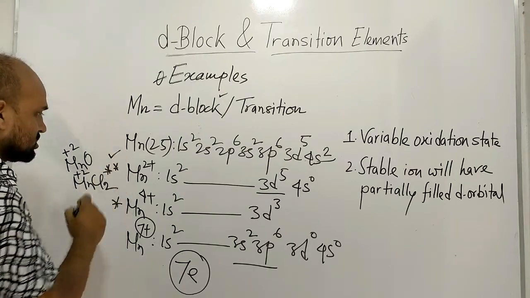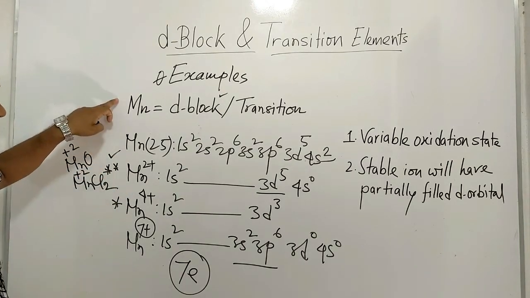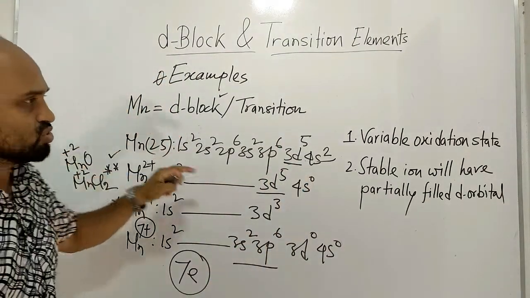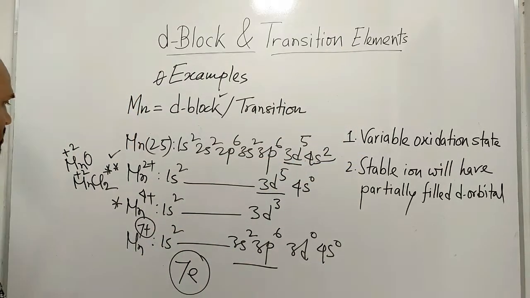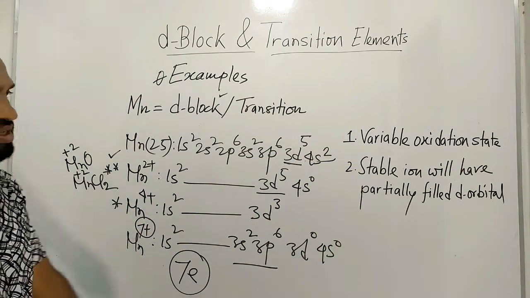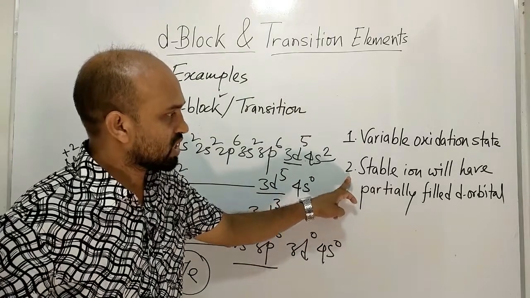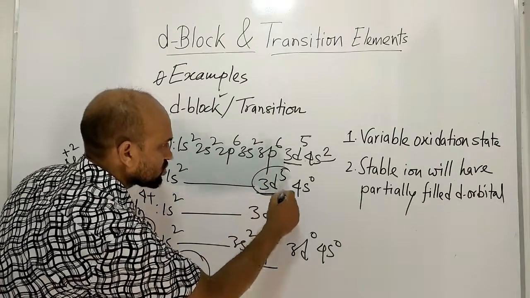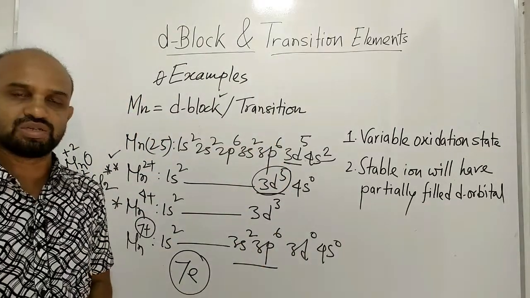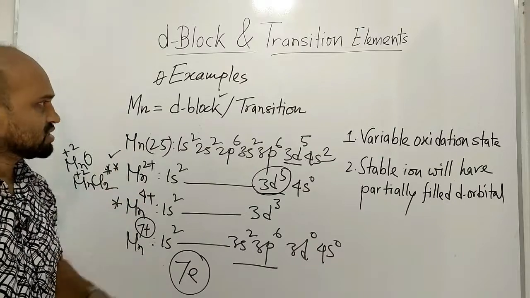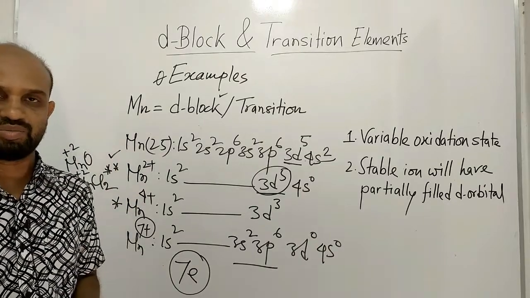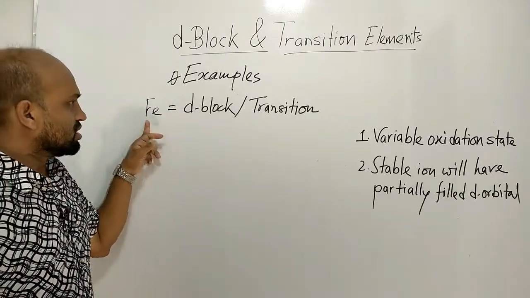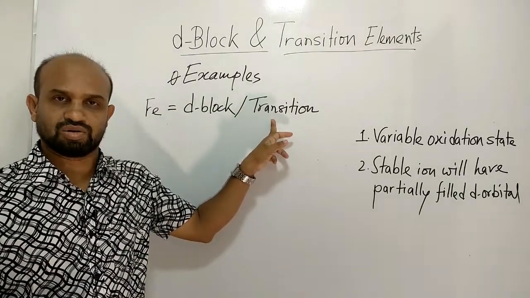Stable ion is this. Now let's see, manganese is d-block because the last electron enters the d orbital, and it follows 2 conditions: variable oxidation state, and the stable ion will have a partially filled d orbital. This is the stable ion with a partially filled d orbital. So manganese is a transition element as well. Let's see another example. Now let's see whether iron is transition or not.